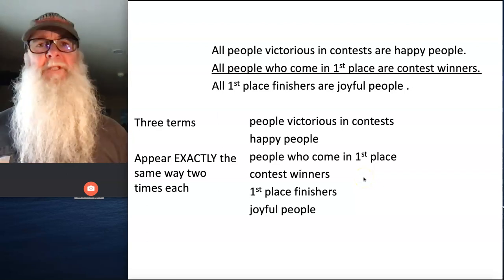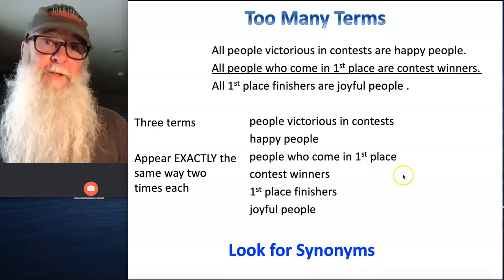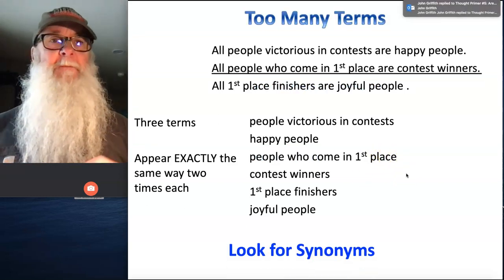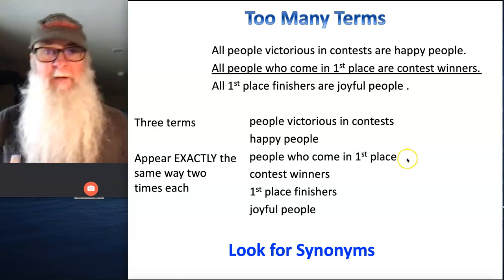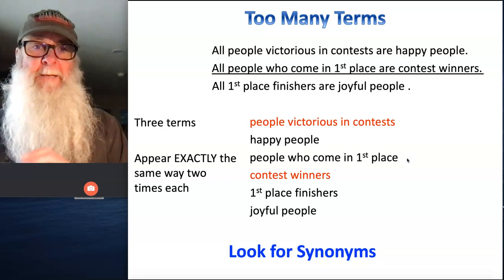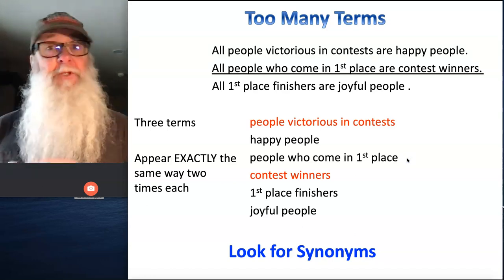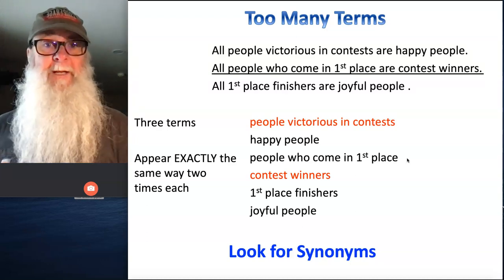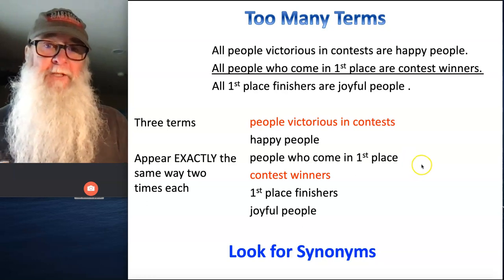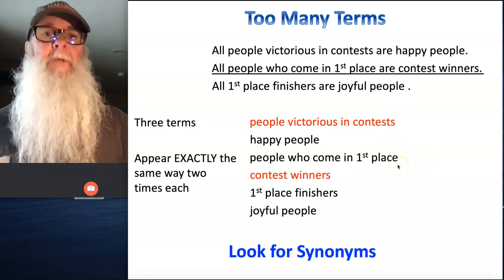And the first strategy we should employ when reducing the number of terms is to look for synonyms, is to look for words that mean virtually the same thing as each other. So, for example, when we look at our list here, we see we have people victorious in contests and contest winners. And what we would do is we would just choose one of those to use in our standard form categorical syllogism. Which one you choose is up to you. I'd probably go with contest winners because it's fewer words and it seems a little less awkward than people victorious in contests.